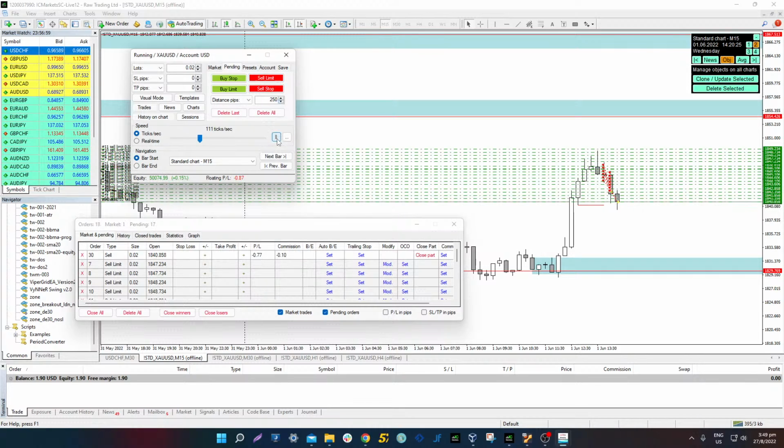Okay, and let's play the chart. So price pulled back and took our order, and then it continued to go bearish. It looks like it only took one order. I would like to have one more position over here. Okay, so we're in two positions now.